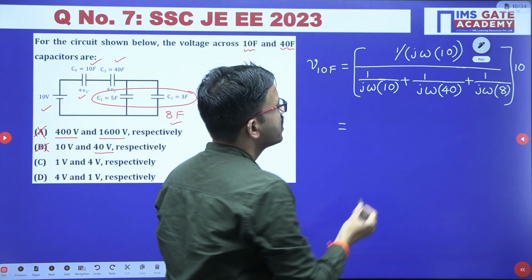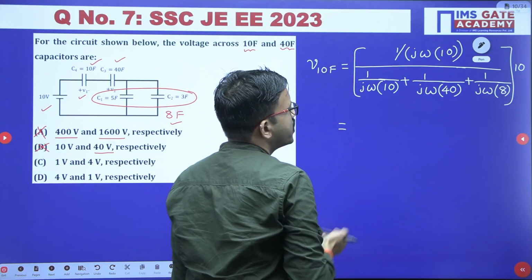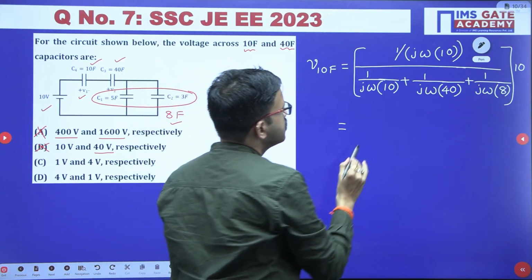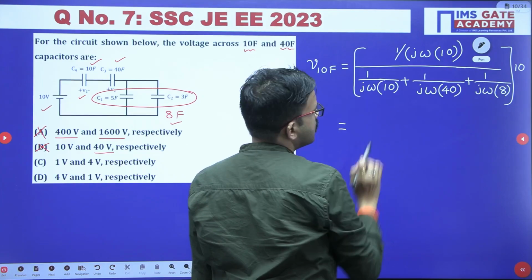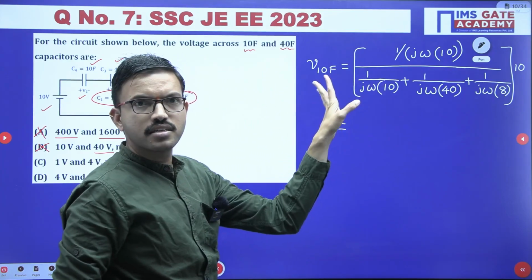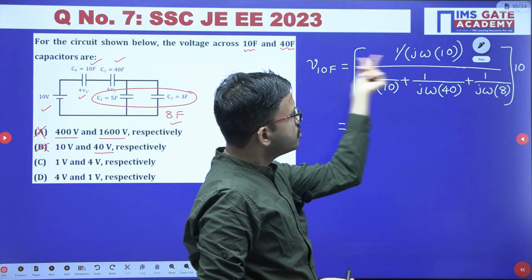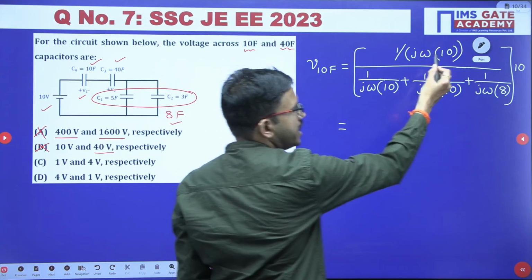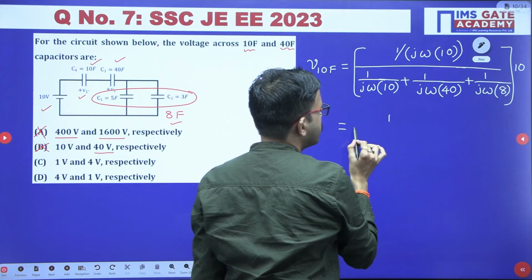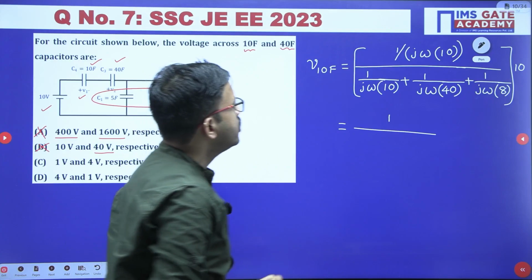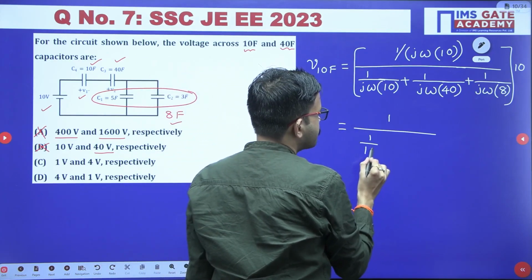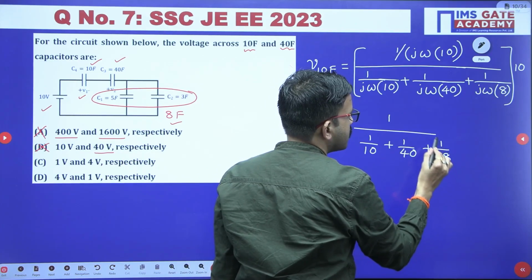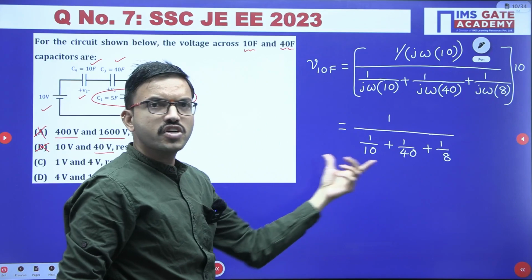Here if you observe, this 10 and this 10 will get cancelled. And 1 by j omega we can take common from numerator and denominator, and it will get cancelled. I hope all of you are getting clarity. After that this 10 and 10 will get cancelled. So in the numerator you have 1, and in the denominator you get 1 by 10 plus 1 by 40 plus 1 by 8. Now in the denominator you can take the LCM as 40.